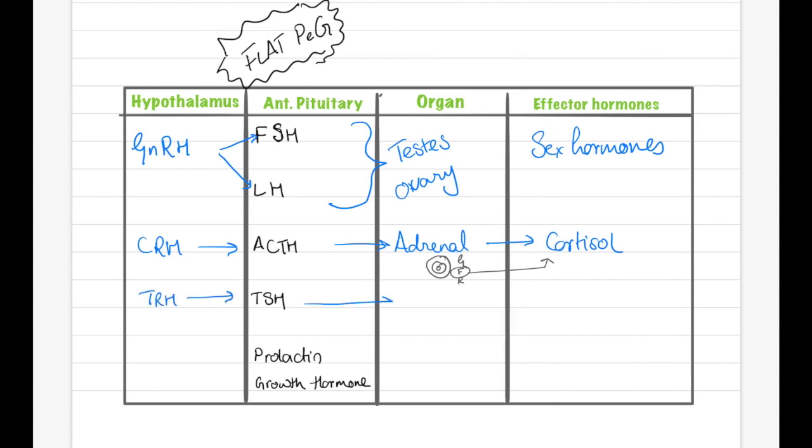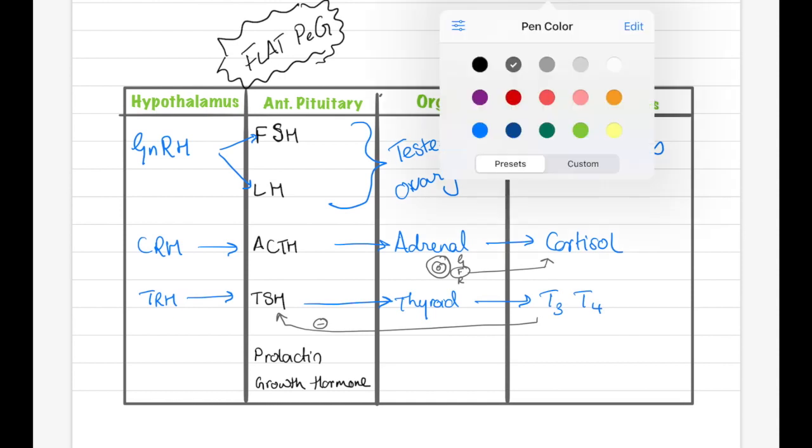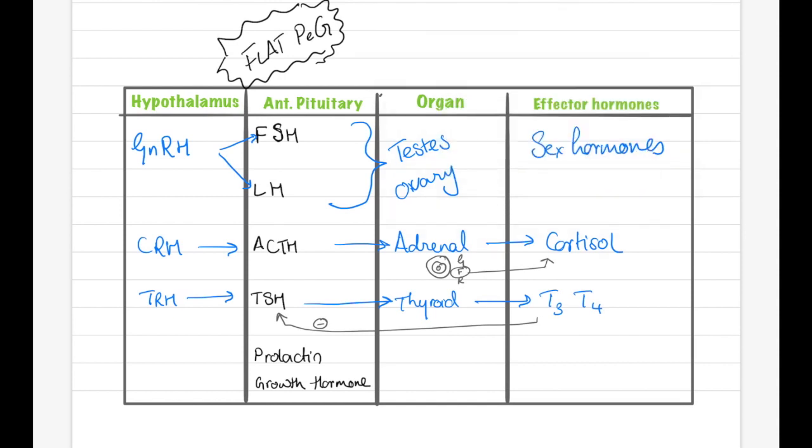And TSH is stimulated by TRH, and TSH then acts on the thyroid to produce T3 and T4. And there's also a negative feedback loop, so if there's too much T3 and T4, this inhibits release of TSH. And TRH promotes release of prolactin, which increases milk secretion and also milk production.